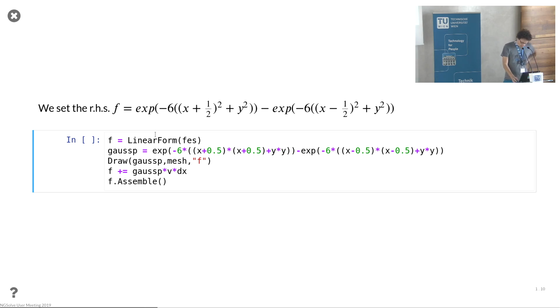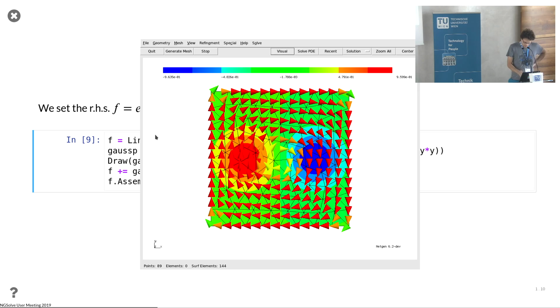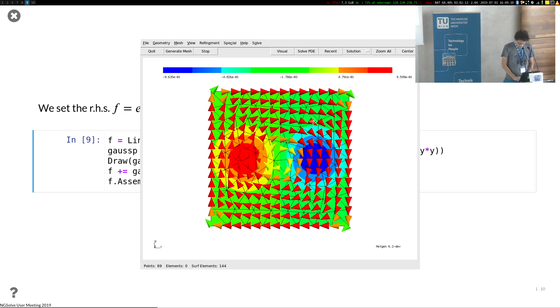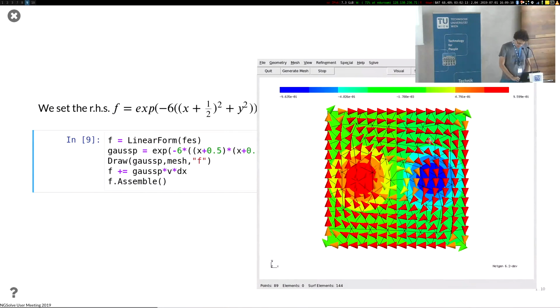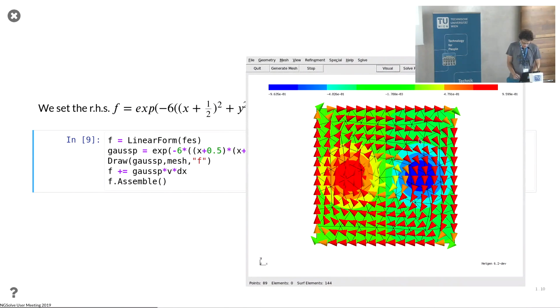Okay, so we set up some right-hand side to make the problem a little more interesting. This is the kind of two Gauss peaks that you have. So we have a blob at the left, positive, and a blob on the right, negative. So sources and sinks that we want to incorporate in the problem.